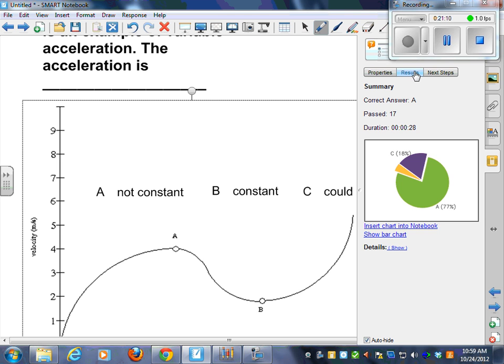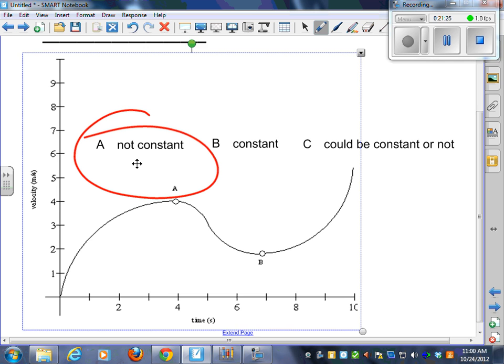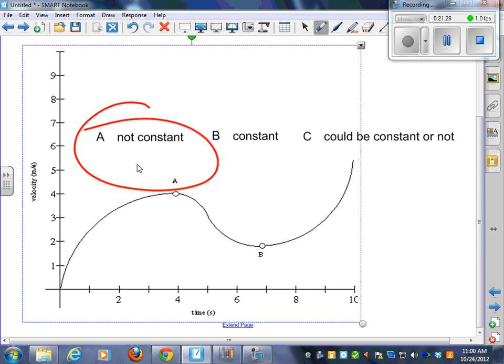Correct answer is A, not constant. Variable means that it's not constant. It's not the same. Variable means it's changing. You should have that graph as well. Now, what kind of graph is this? Is this a displacement time graph or is this a velocity time graph? Velocity. It is a velocity time graph.